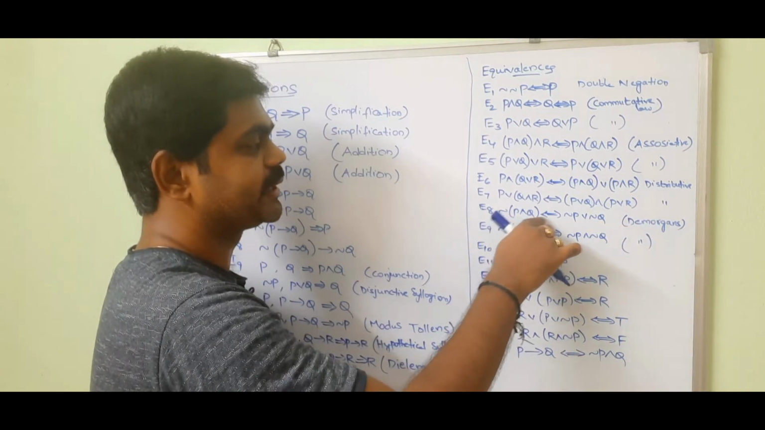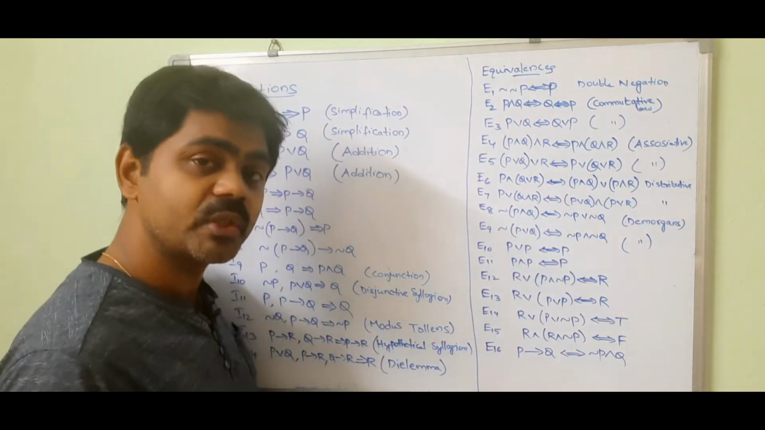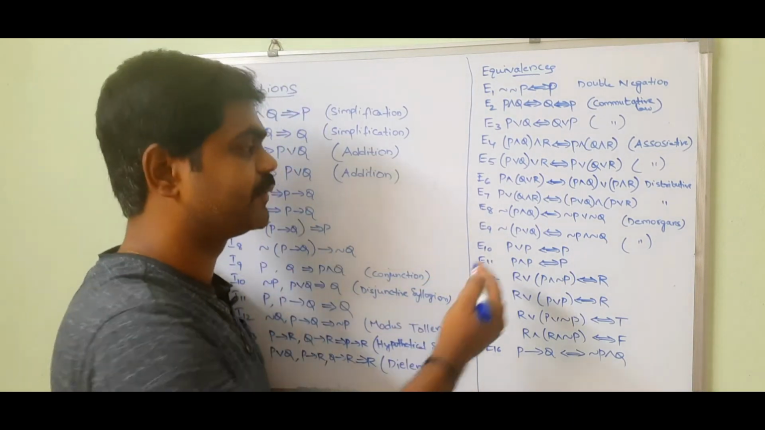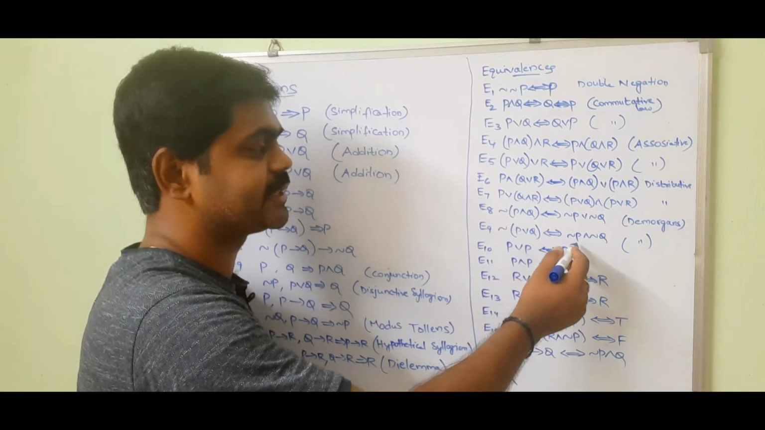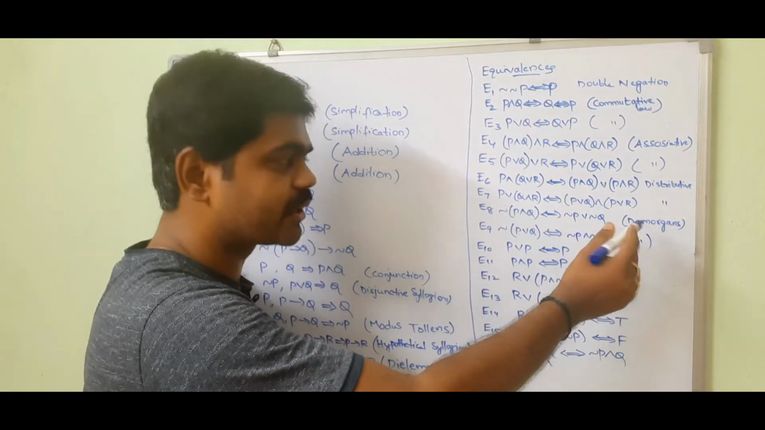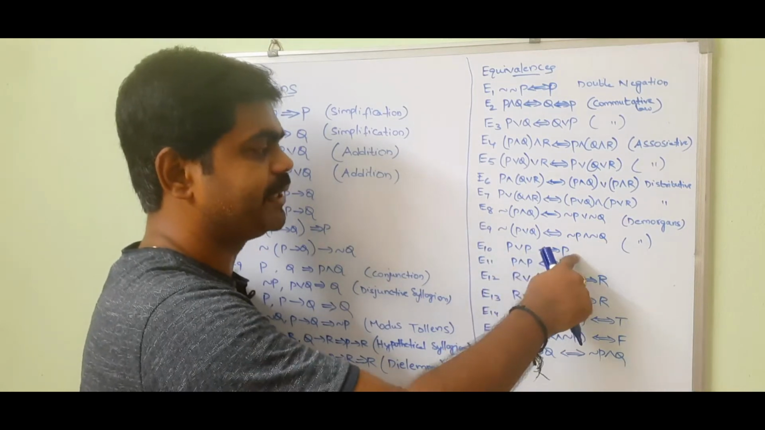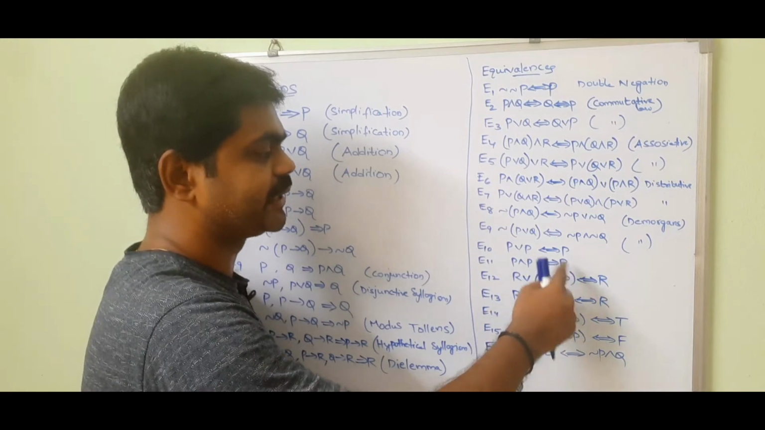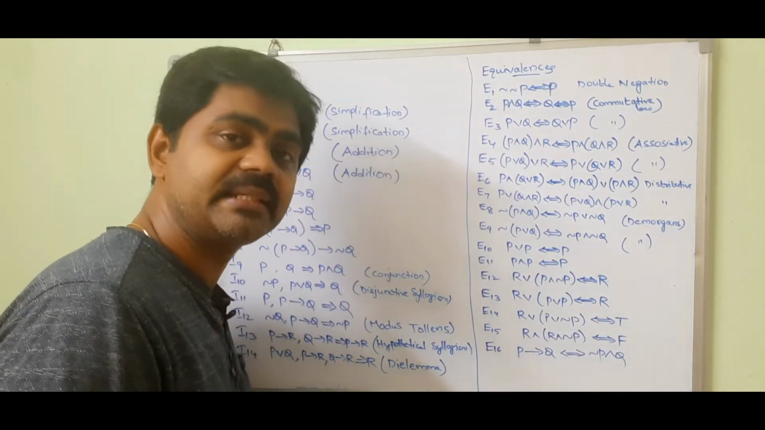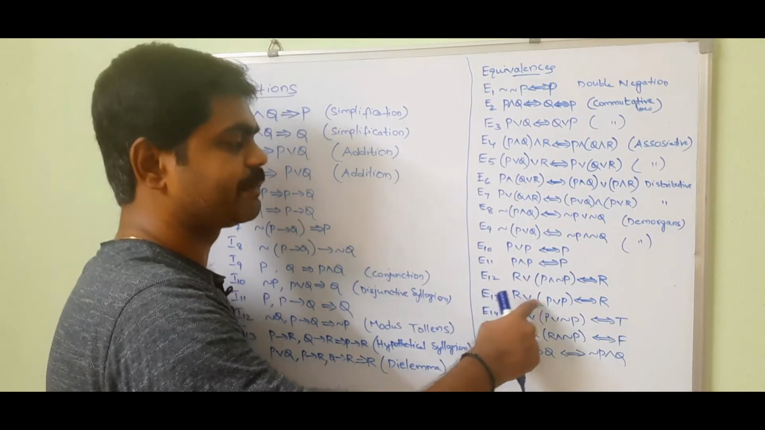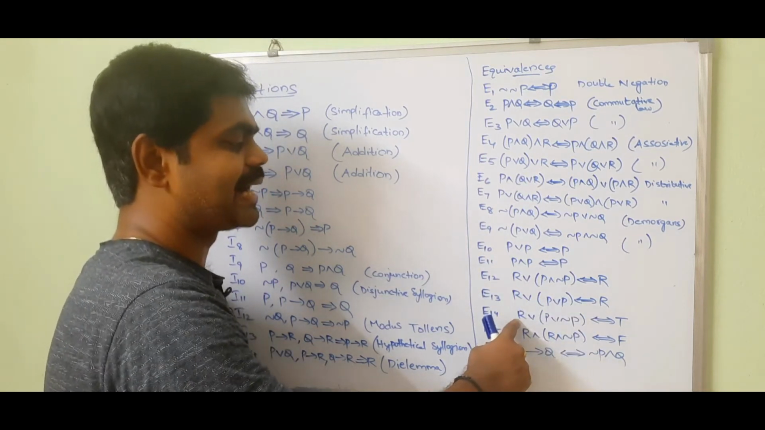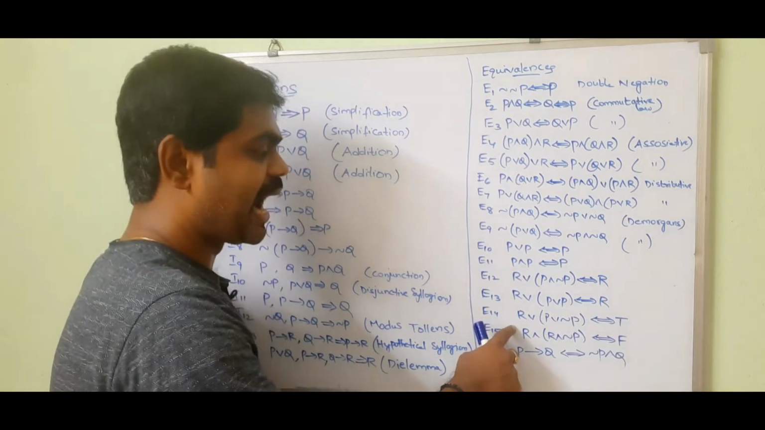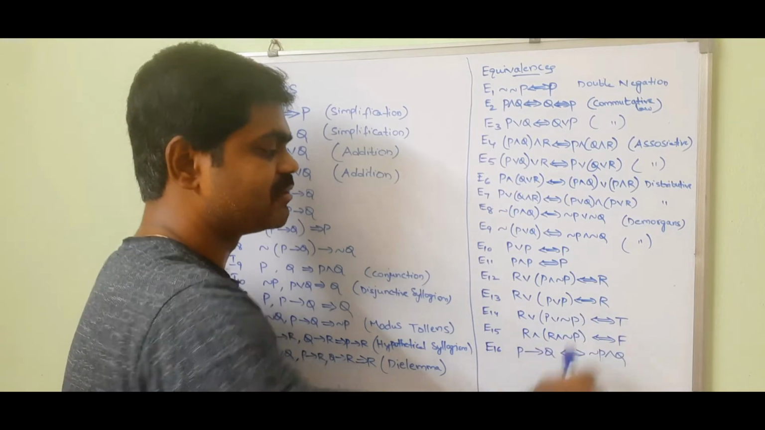Negation of (P and Q) gives negation P or negation Q, which is nothing but De Morgan's law. Negation of (P or Q) gives negation P and negation Q, vice versa. Again it's De Morgan's law. So P or P gives P, P and P gives P. R or (P and negation P): P and negation P gets cancelled, so we get R. R or (P or negation P) is nothing but true. R and (P and negation P) is false.